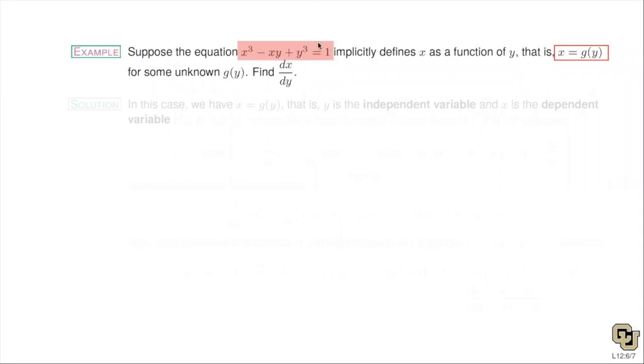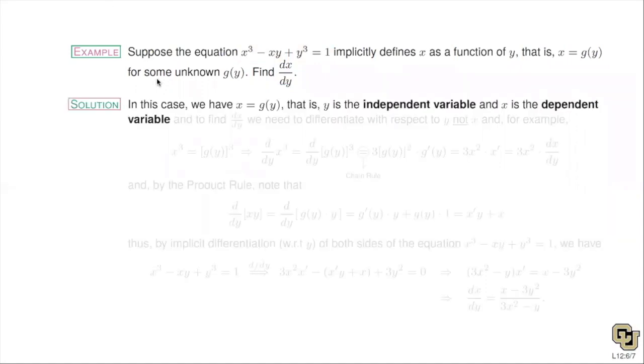And so here, we're asked to find not dy dx, but the opposite, dx dy. So we just move forward and use the theory. There's nothing really new here. We've just changed the roles of the variables. As I mentioned, now y is the independent variable or the input, and x is the dependent variable or the output. So to find dx dy, we're going to differentiate with respect to y and not x.